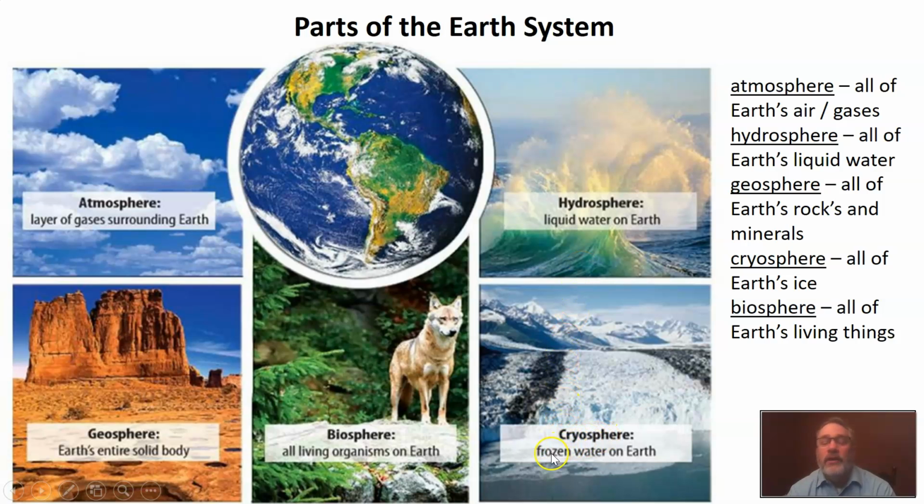I want to look at cryosphere. So the cryosphere is all of Earth's frozen water, really meaning ice. Sometimes scientists will combine these two spheres because we're talking about the same substance, just in different states of matter. But I think it is important to split out the cryosphere. So the cryosphere is all of Earth's ice and snow.